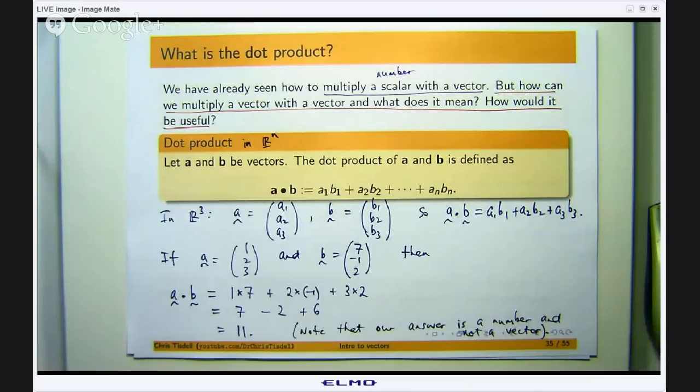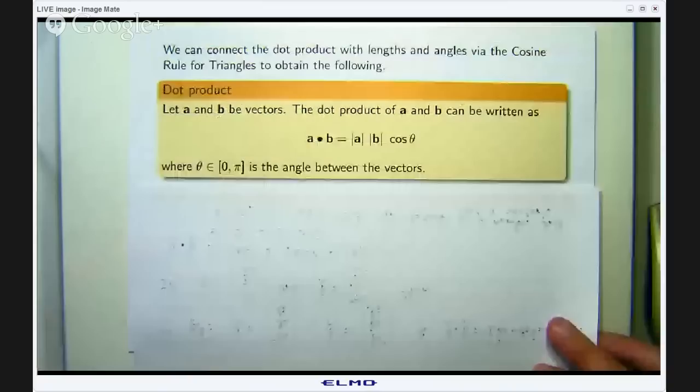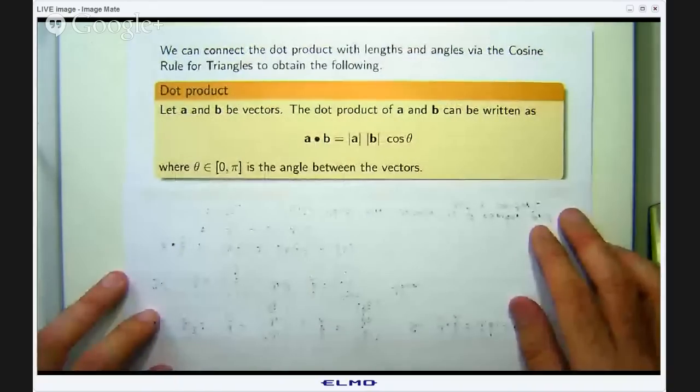It won't be a vector. So this kind of multiplication gives us a number as the answer every time. Now there are other ways of defining multiplication where you multiply the two vectors somehow and you get a vector as your answer. That'll be in other videos. All right, so the dot product always gives you a number as your answer, or a scalar, not a vector.